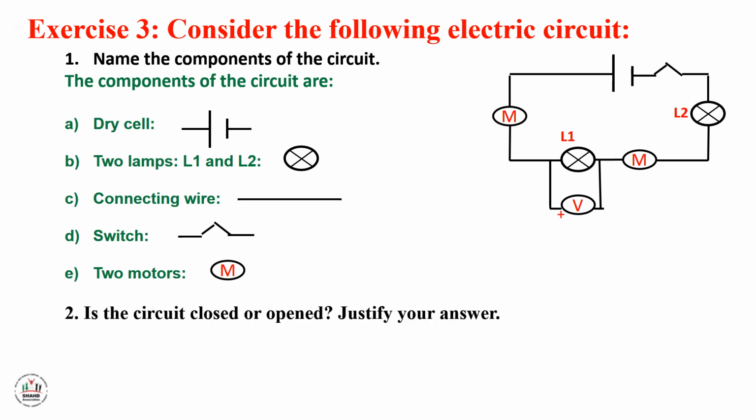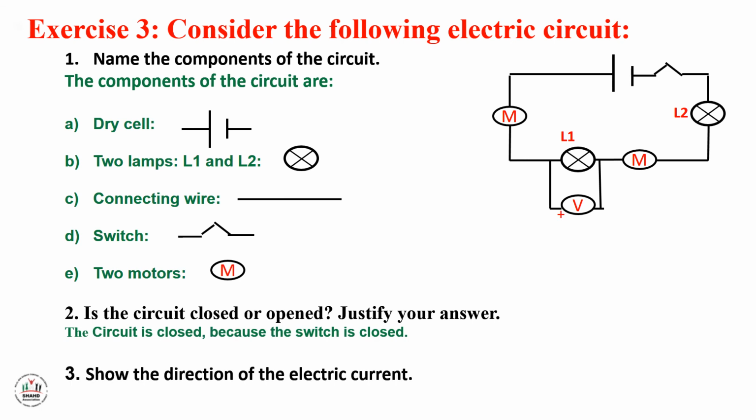Question 2. Is this circuit closed or open? Justify your answer. The circuit is closed because the switch is closed. Now show the direction of the electric current in this circuit. We know that the electric current is directed from the positive terminal of the battery to the negative terminal. So we put an arrow coming out from the positive terminal and returning to the battery at the negative side.